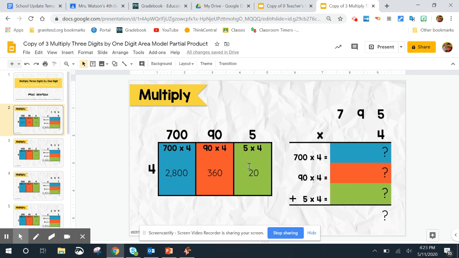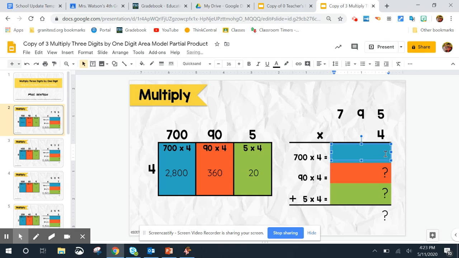Now that I've multiplied all of my numbers, I am going to take those partial products and add them together. So in my first box, I'm going to write 2,800. The next box is 360 and then 20. Now I'm going to go ahead and add this all together.